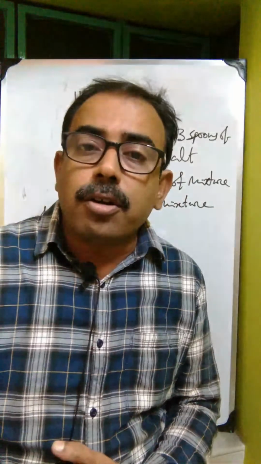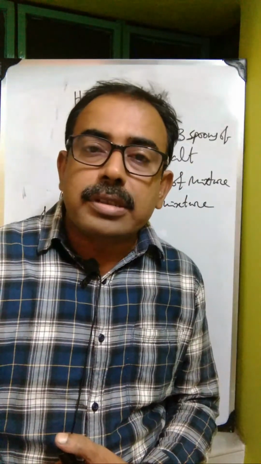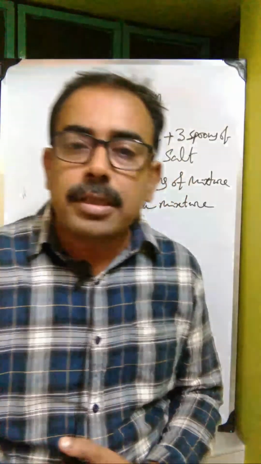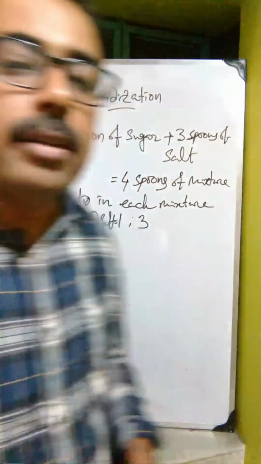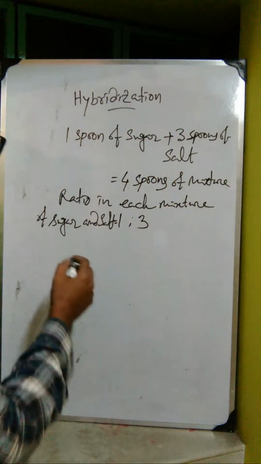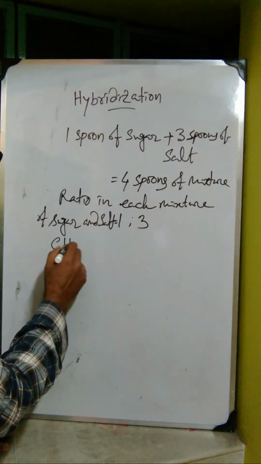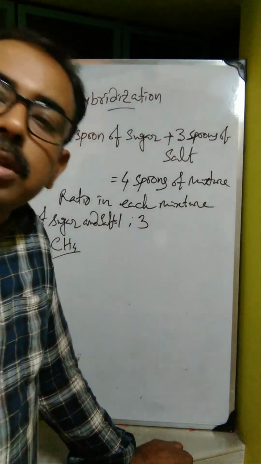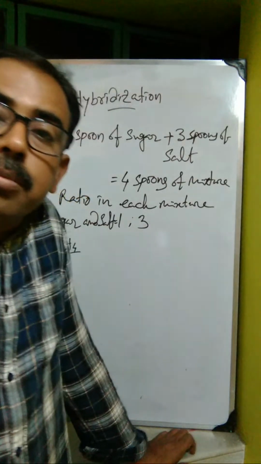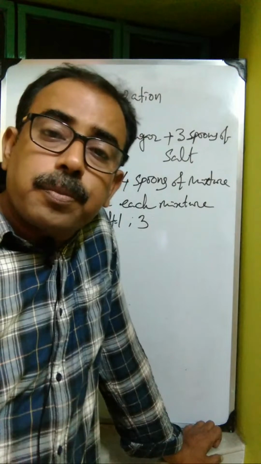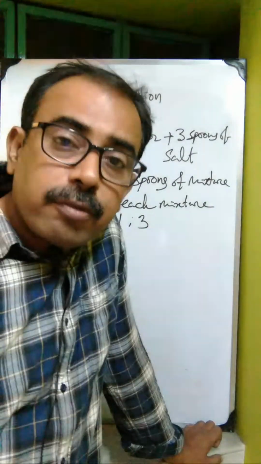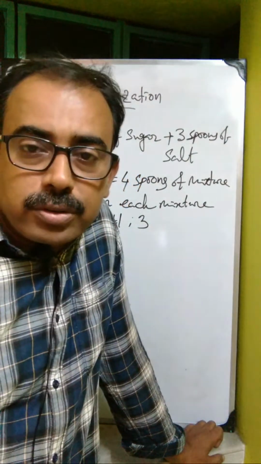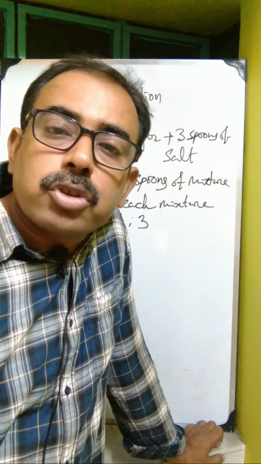Now the concept is, in the formation of a covalent compound, at first a necessary rearrangement occurs in the outermost shell or valence shell of the central atom. Let us consider the formation of the methane molecule, CH4. Carbon has made 4 covalent bonds, so carbon should have 4 unpaired electrons in its outermost shell.